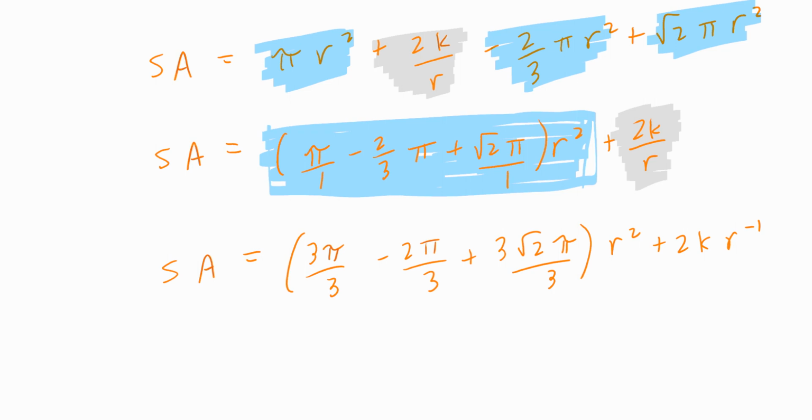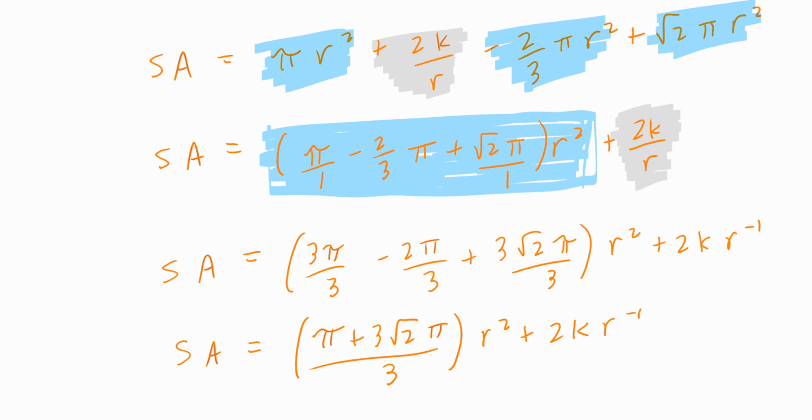the negative 1. The negative 1 is going to be useful in a moment when you find the derivative. So again, we're almost ready. If I look at this carefully, this is going to be 3 pi minus 2 pi, which is basically pi, plus 3 root 2 pi all over 3 in brackets, and I multiply this by r squared plus 2k times r to the negative 1. We're now ready to take the same 3 steps when it comes to optimization. So again, you take the derivative, you set it to 0, and you solve, in this case, the radius.